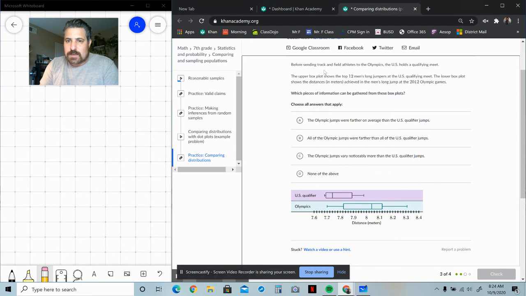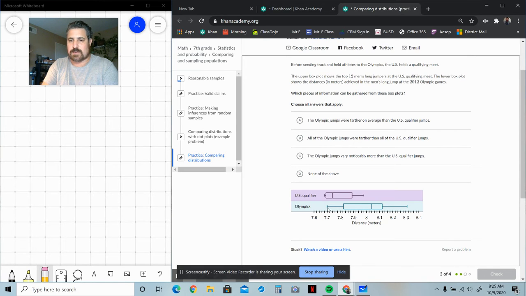Okay, before sending track and field athletes to the Olympics, the U.S. holds a qualifying meet. The upper box plot shows the top 12 men's long jumpers at the United States qualifying meet. The lower box plot shows the distance in meters achieved in the men's long jump at the 2012 Olympic Games. Which piece of information can be gathered from these box plots?